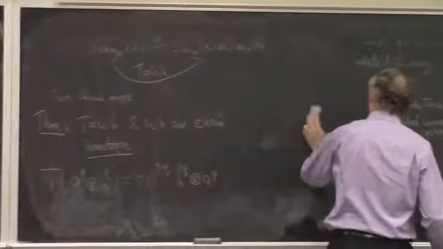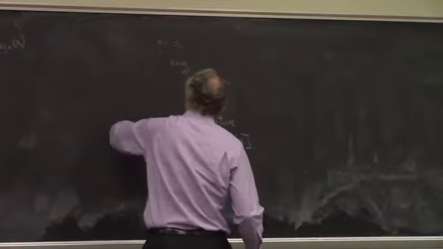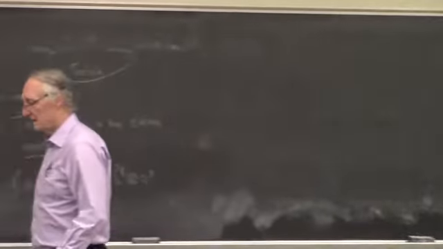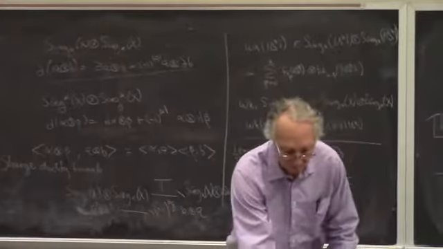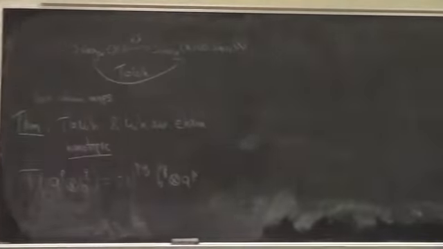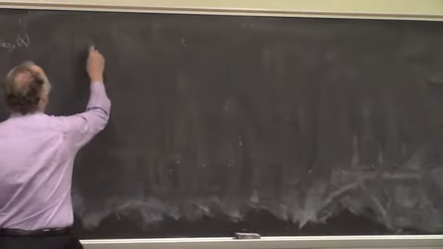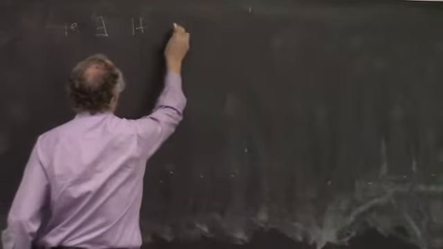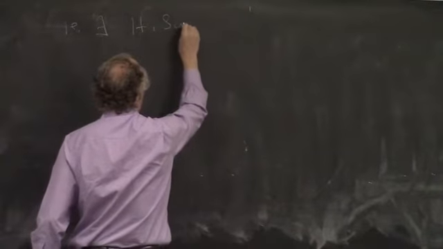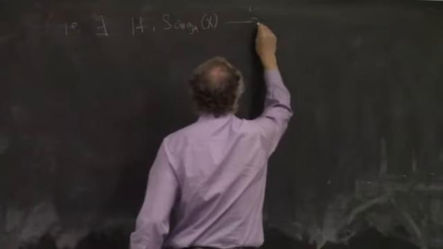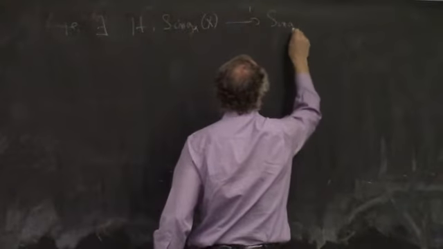Well, let me just remind you what a chain homotopy between two chain maps is. That is to say, there exists a linear map H from the domain chain complex to the range chain complex.